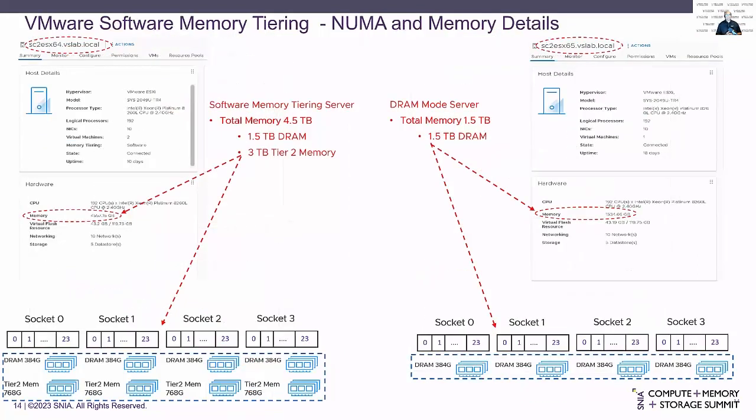This is a view from a NUMA perspective. Like I mentioned before, both servers had 4 sockets, and every socket had 24 cores. In the illustration, the server on the left-hand side, the software memory tiering server, has 4 sockets, every socket has 24 cores, and every socket has 384 gigs of DRAM and 768 gigs of tier 2 memory. The server on the right-hand side is a pure DRAM mode server, which means it has 1.5 terabyte of DRAM in total, broken up among 4 NUMA nodes. So every NUMA node had 384 gigabytes of DRAM, per socket.